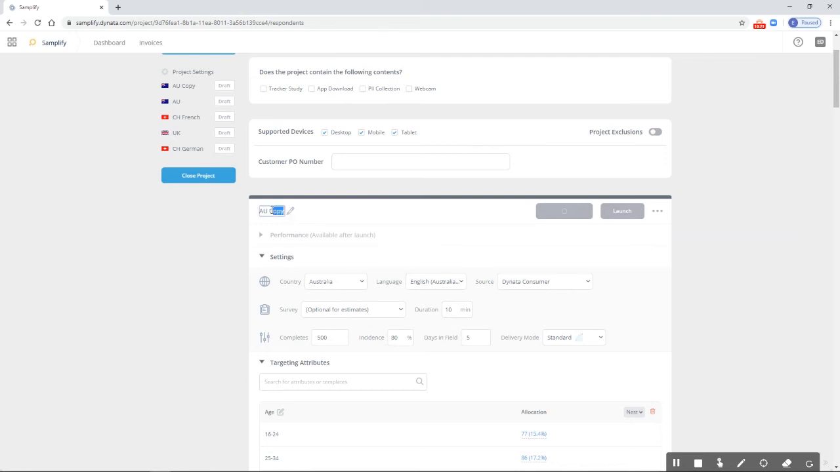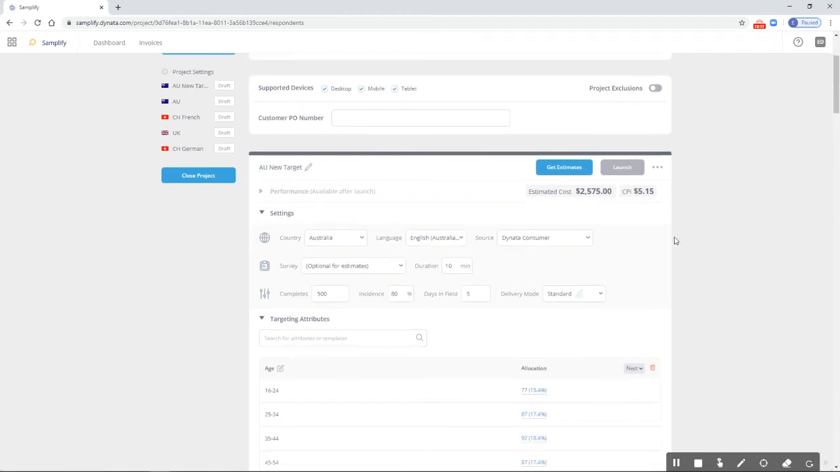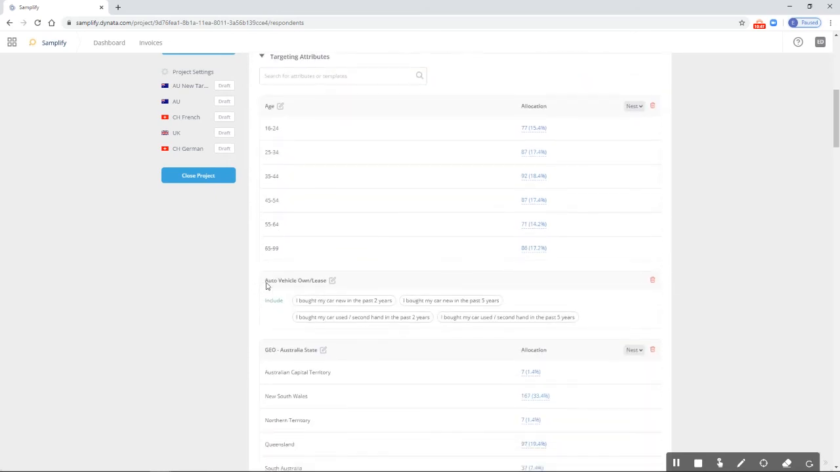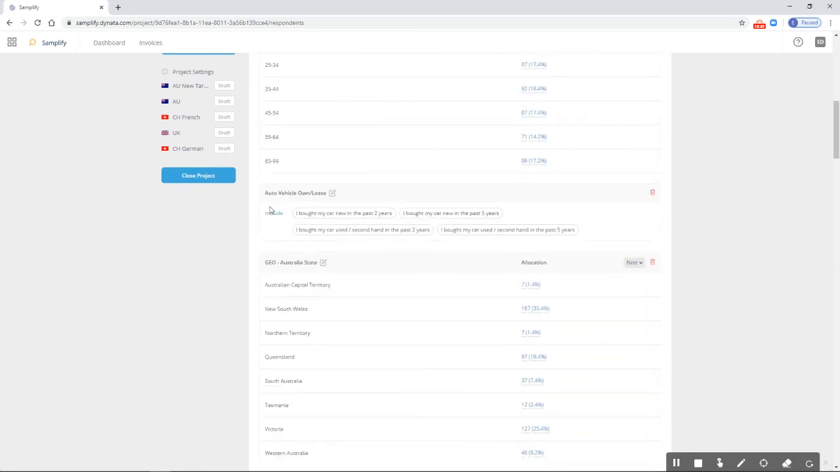Let's call this one EU new target. Then set this one up again. Leave it on the 500 completes and everything for now. And do take something out.